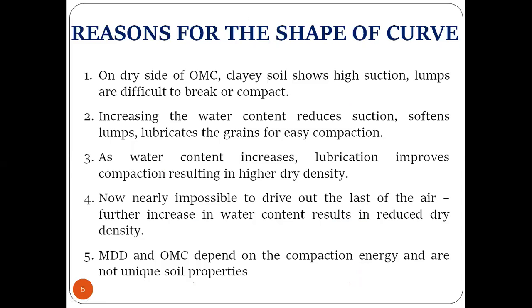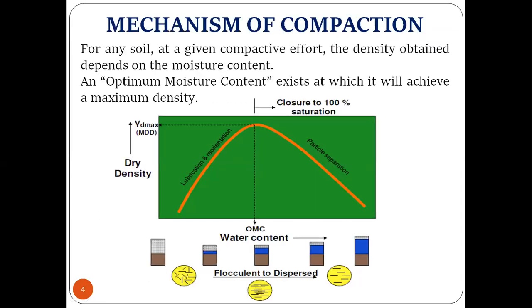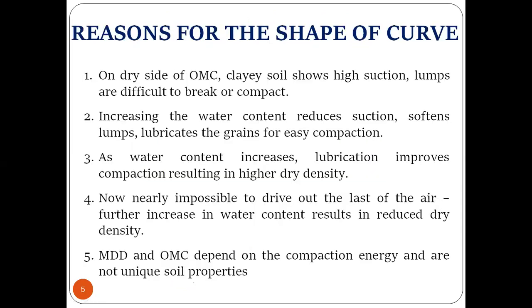And the reasons for the shape of the curve, I had already told, right? Why the shape of the curve is like this, increasing up to some point and again decreasing, I told that also. On the dry side of OMC, clay soil shows higher suction, and lumps are difficult to break or compact. When the soil is fully dry, it is very difficult to break the lumps. So what I'm going to do here is spray some water, that is increasing the water content, reducing suction, and softening the lumps and lubricating the grains for easy compaction.